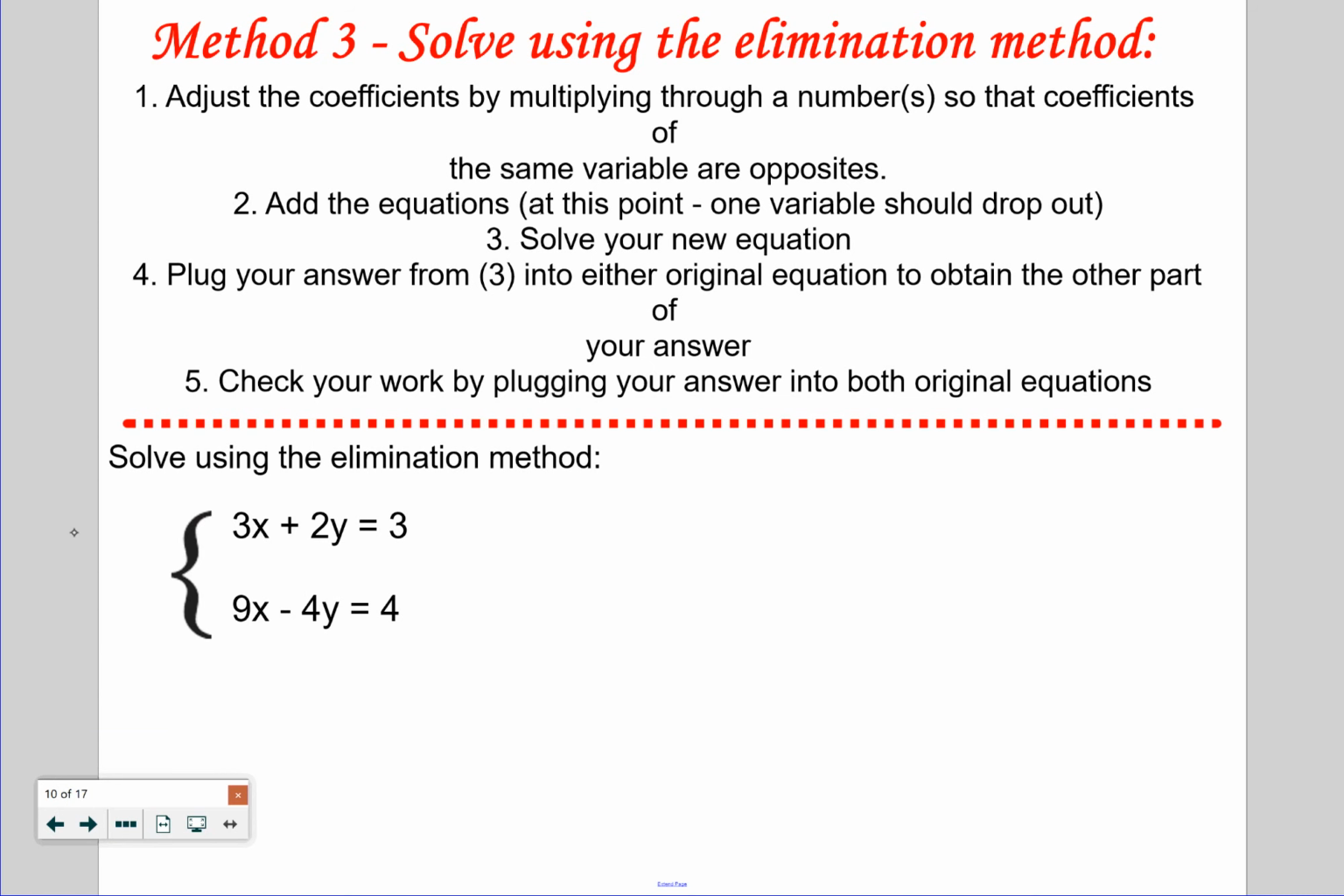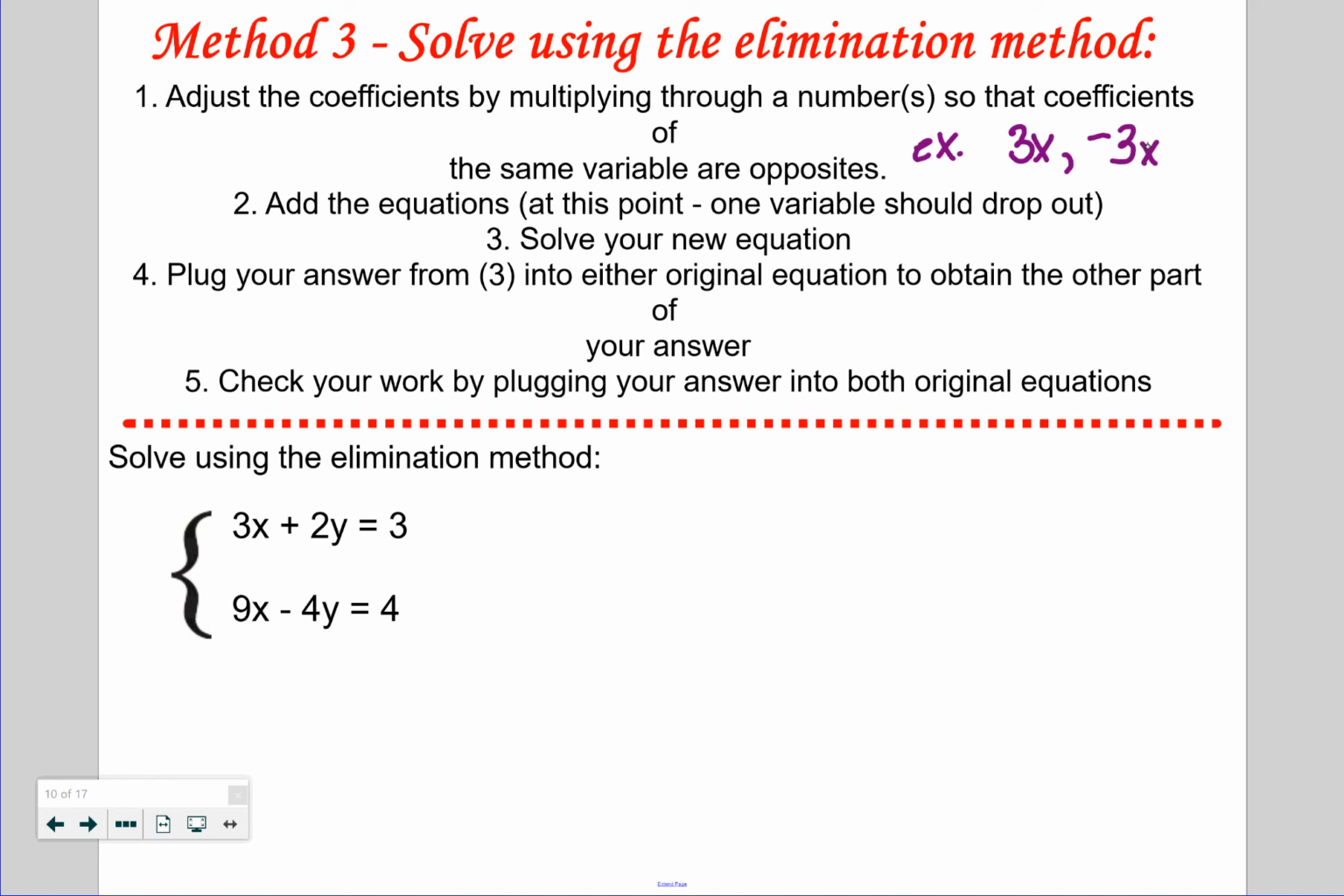In the first step, we're going to adjust the coefficients by multiplying through a number so that the coefficients of the same variable are opposite. What this means is we want in one of our equations to have a variable term, let's say it's 3x, and then in the other equation, we want the opposite variable term, so a negative 3x. Or maybe we have a negative 4y and a positive 4y. One pair of variables needs to be opposite.